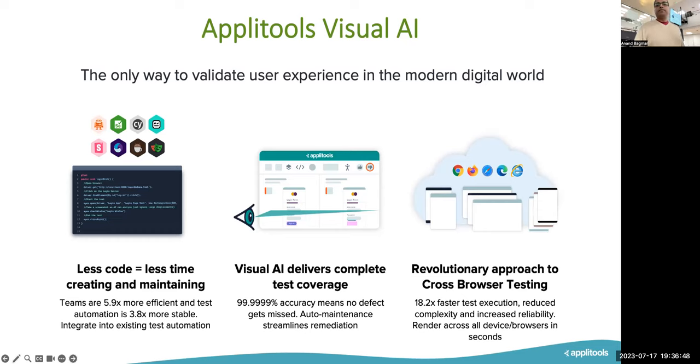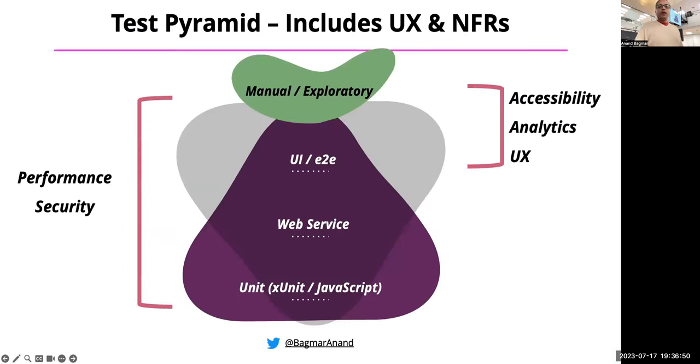That is huge value. Okay. So what that means, we started with the pyramid, let's end with the pyramid. It is very important to add user experience validation to your automation strategy based on risk. It is all based on context, what is important to you or not.